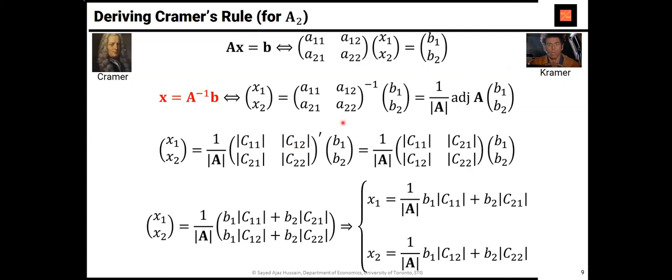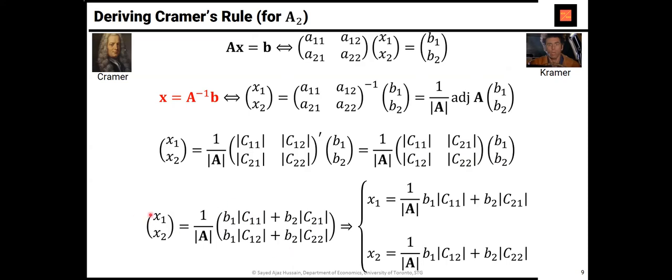I have now done the transposing for you. See, the C12 comes down here. So this has been transposed, and now this is the correct expression. And now what I do is I carry out the multiplication. So I'm going to multiply this matrix with that vector. So this will become B1 times C11 plus B2 times C21. That's exactly what you see here. So I've multiplied this matrix with the vector, and here's what you see.